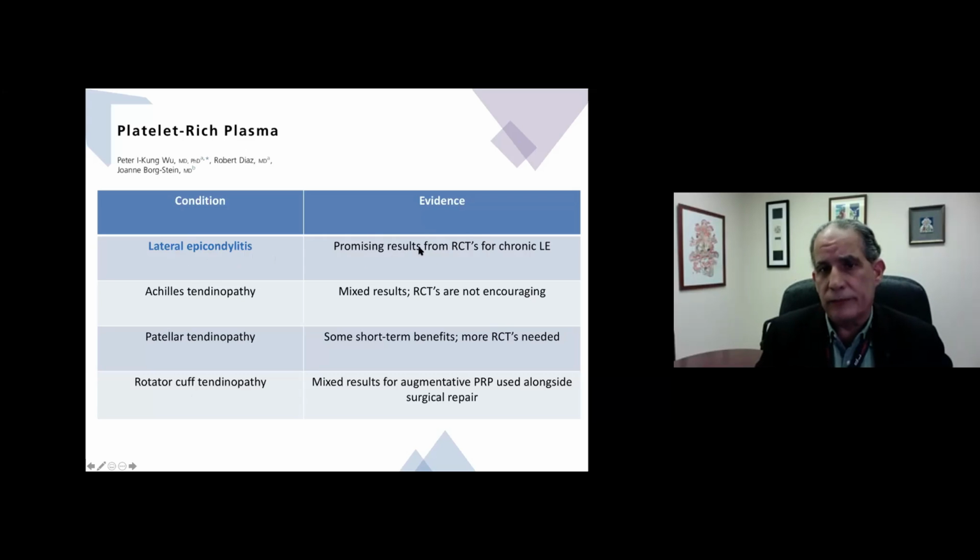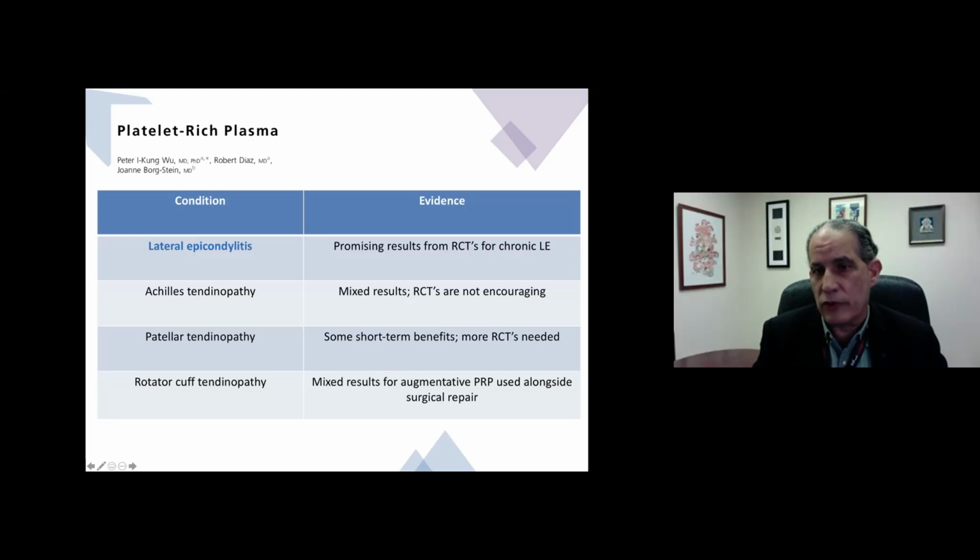Nevertheless, the evidence for the treatment of lateral epicondylitis, which is really a tendinopathy, is quite good. But for the other conditions that I've listed here, Achilles, patella, rotator cuff, the evidence is not that great. Mixed results for the Achilles tendon, may have short-term benefits for patellar, and mixed results for rotator cuff. In my opinion, what this really means is that we need more research, that we need to do better.